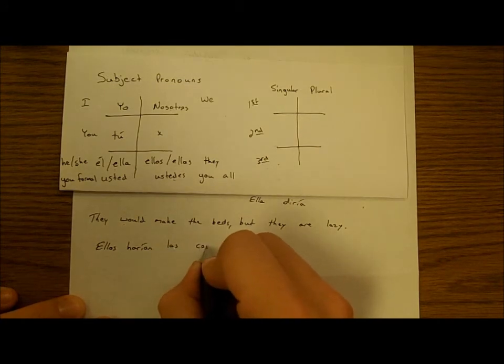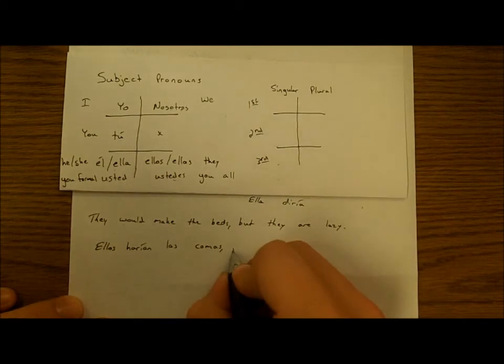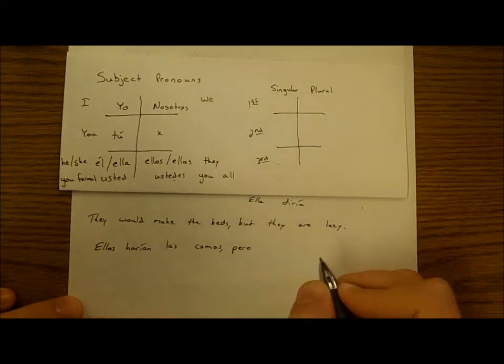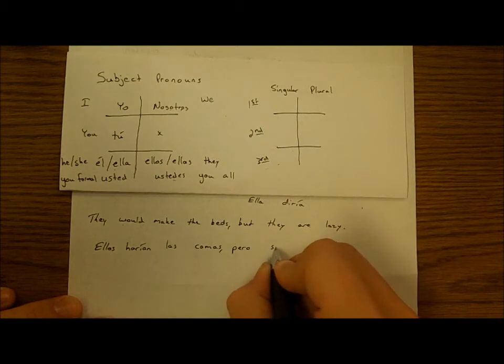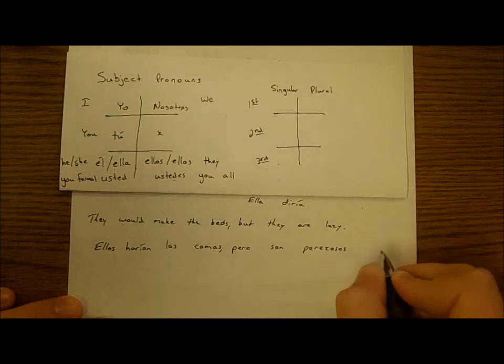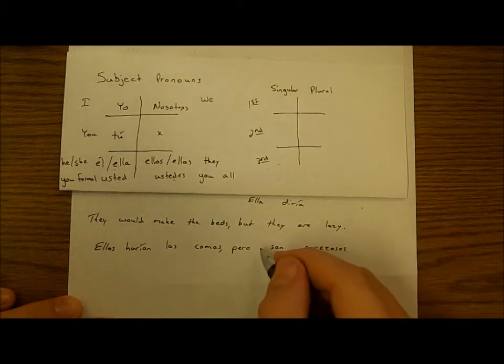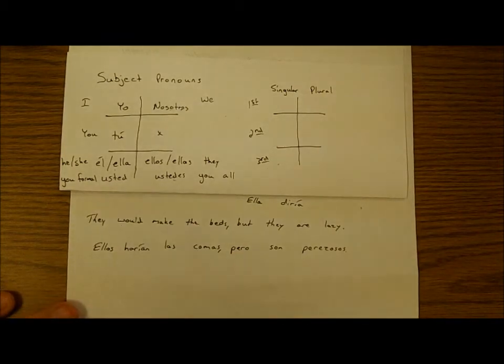las camas. And then here's where our excuse comes in. Pero they are lazy. Son perezosos. Now, if you put ellos in front of the son, that's fine. It's just not needed because there's no change in the subject. So if you just leave it out, they know that you're still talking about the ellos.